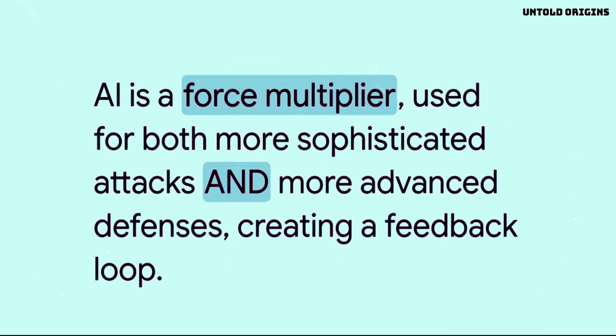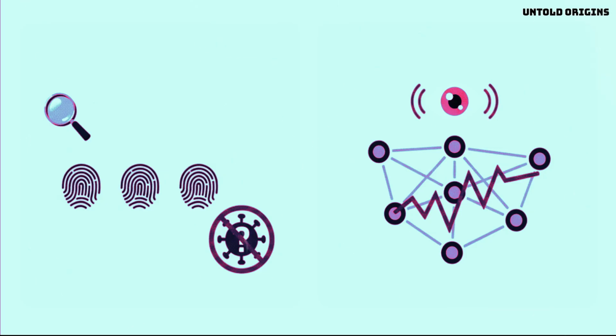Its rise has kicked off this insane feedback loop. As the attackers use AI to build more sophisticated threats, the defenders are forced to build more advanced AI just to have a fighting chance. This right here represents a massive paradigm shift in how we defend ourselves.